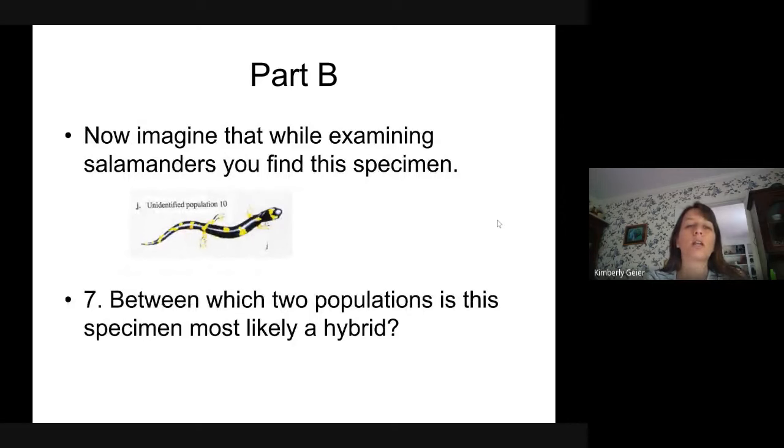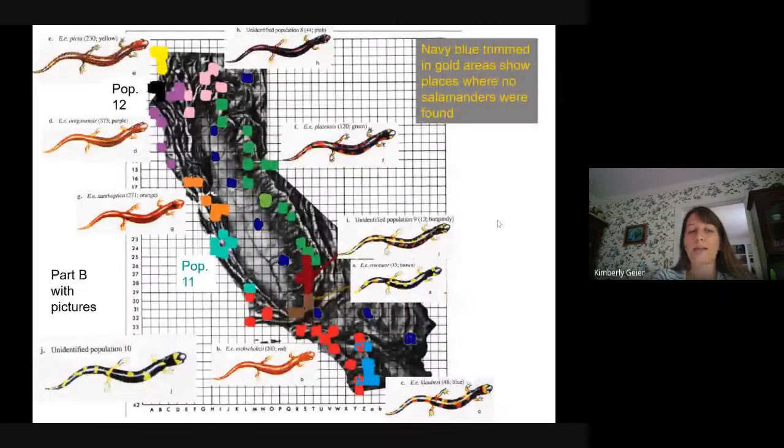Now, imagine that you find a new specimen, and this is what it looks like. This little guy, unidentified population number 10. Between which two populations is this specimen most likely a hybrid? Now I've added him to the lower left of our map just so that you can compare without having to pause the video and go back. So here we have unidentified population number 10. Look carefully, and who is this a hybrid between?